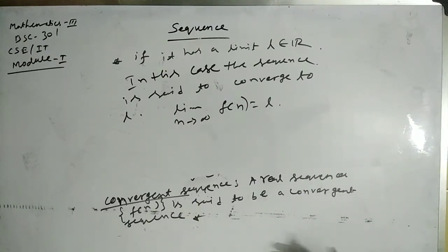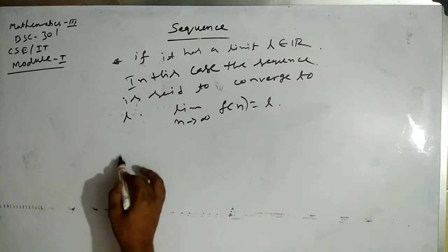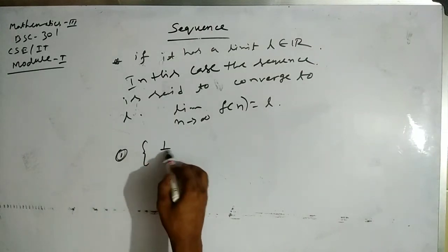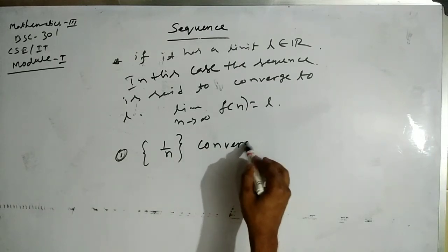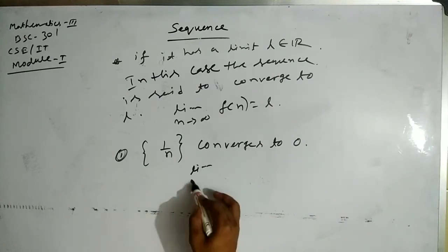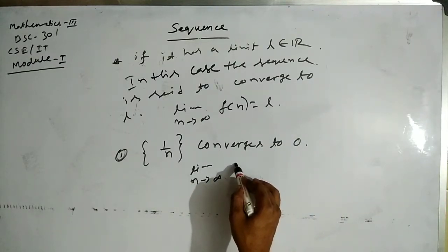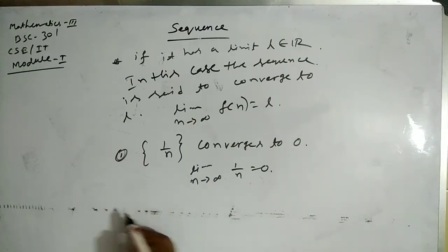Now I'll give you some examples of convergent sequences. Number 1, the sequence 1 by n. This sequence converges to 0 because limit n tends to infinity of Fn, that is 1 by n, is equal to 0. So the limit of this sequence exists, there is a finite limit, and so this sequence is convergent to 0. This is a convergent sequence.